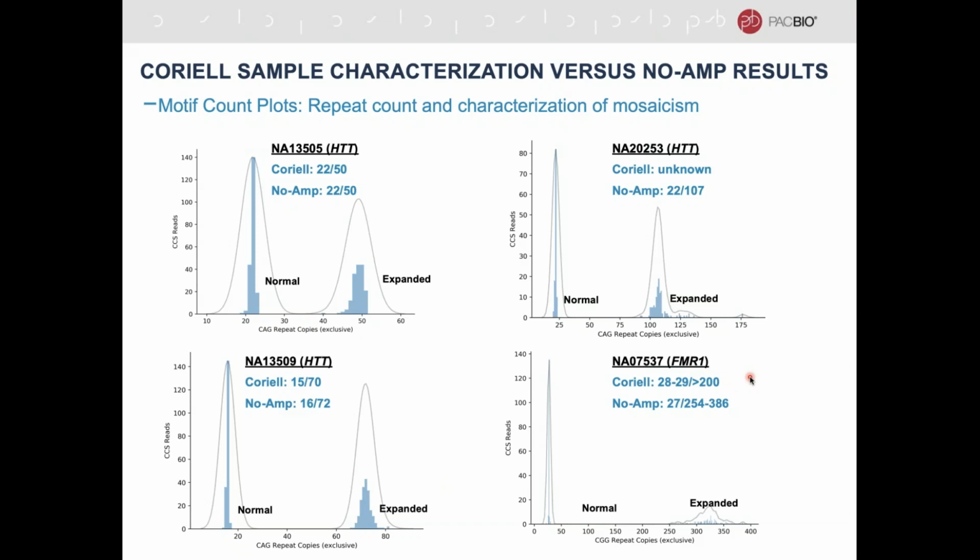So all in all, you can really see how valuable the NOAMP method is in giving you a much more detailed view into your results. You can really see where the repeat length sizes land, and it's very useful for looking at mosaicism and the spread, and it gives you much more detail than, for example, the other methods.